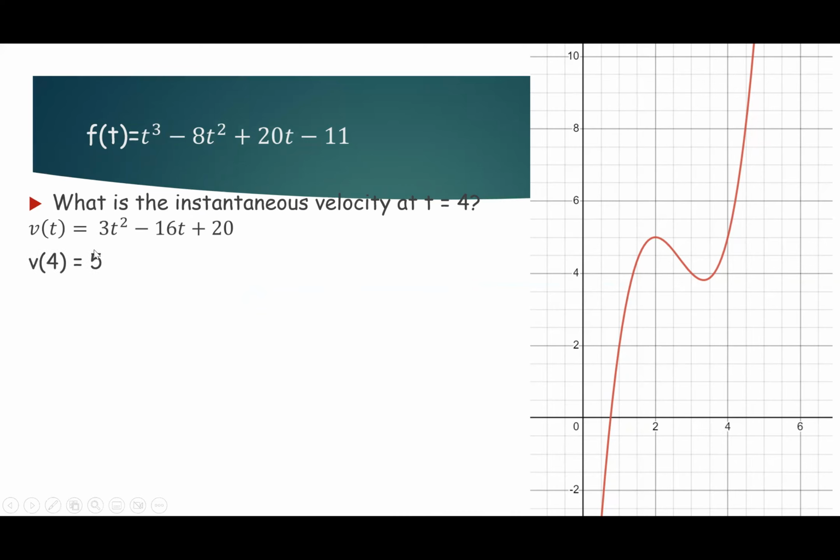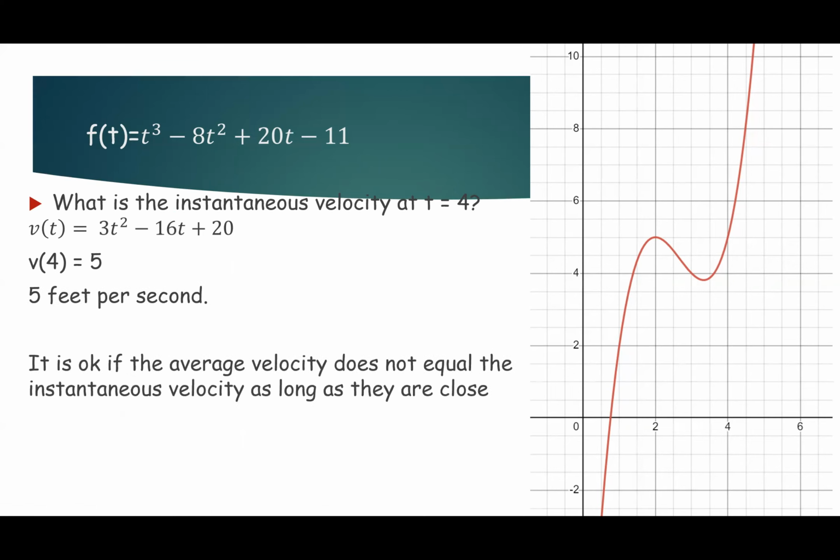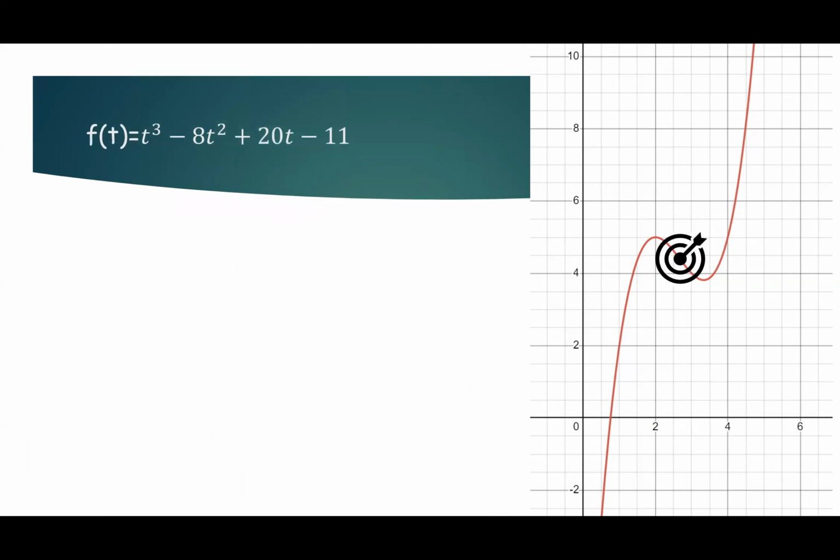So to find out the derivative at 4, we plug a 4 in here. 4 squared is 16 times 3 is 48. 16 times 4 is 64. 48 minus 64 plus 20 equals 5. So the velocity is 5 feet per second. It's okay if the average velocity does not equal the instantaneous velocity, as long as they're pretty close.